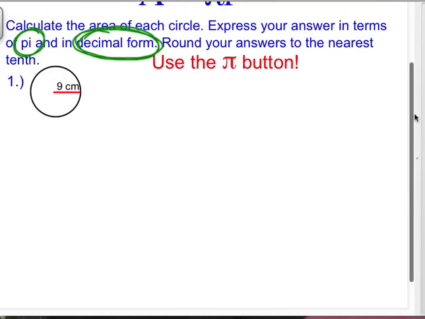Now, this is the lovely kind of math where I'm going to insist that you show your work. So, for this example, we have a circle. This is the radius. It's 9 centimeters. Awesome. We don't have to cut it in half. Step one is to always write your formula. Yes, every time.